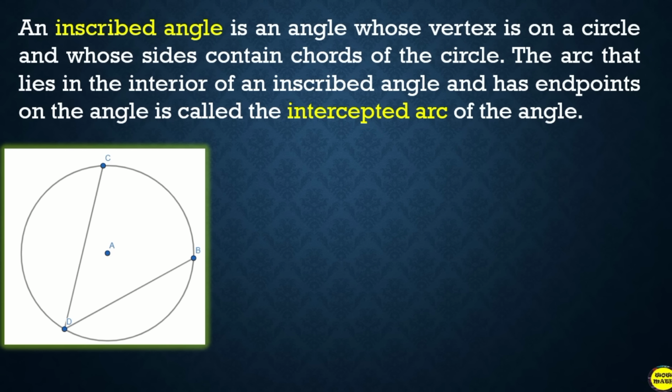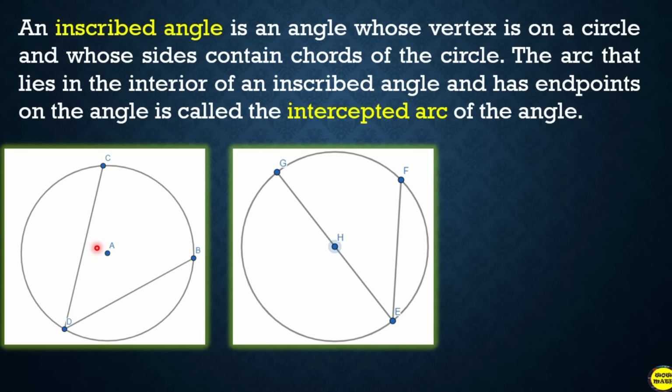So for example, we have this figure. Angle CDB is our inscribed angle, and arc CB naman is the intercepted arc. So in this figure, the center of the circle is in the interior of the angle.